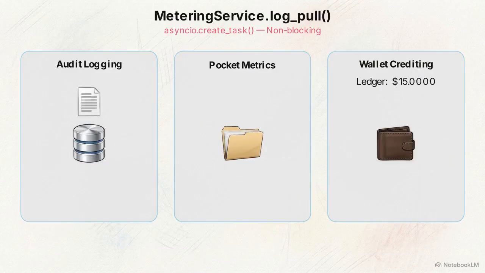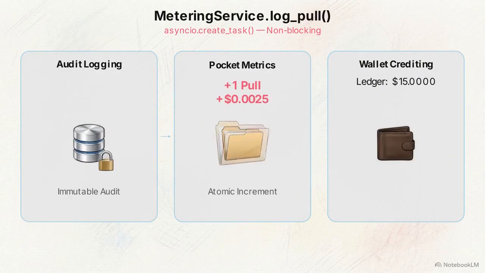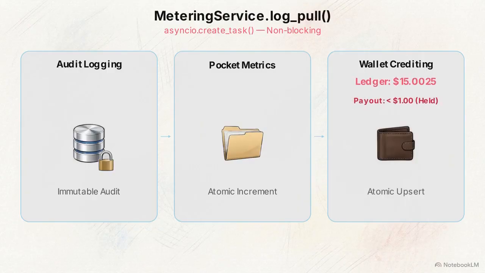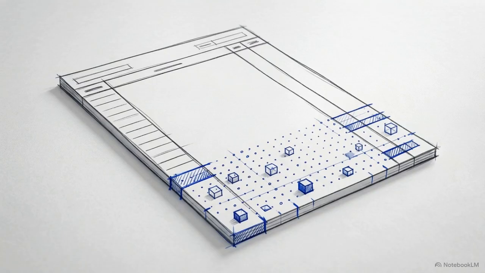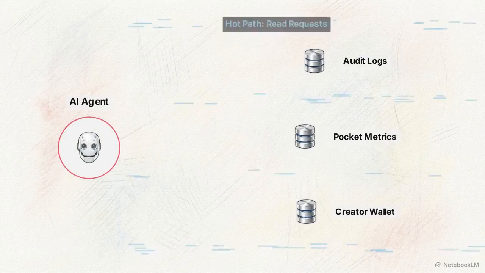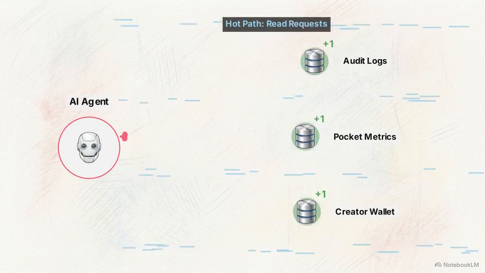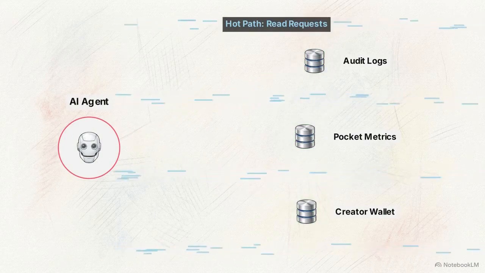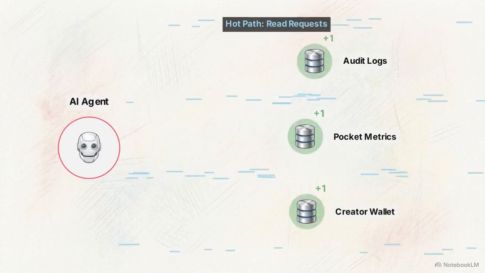Stage 1 writes an audit record to the database, permanently logging the transaction. Stage 2 uses an atomic increment operation to update the pocket's pull count and earnings. Stage 3 executes an atomic upsert on the creator's wallet, increasing their internal ledger balance. If this is the creator's very first data pull, a set-on-insert database operator automatically initializes their wallet with the correct currency and zeroes out their payout fields. By restricting these updates to asynchronous atomic operators, the system guarantees accurate ledger accounting without ever locking the database from incoming read requests.